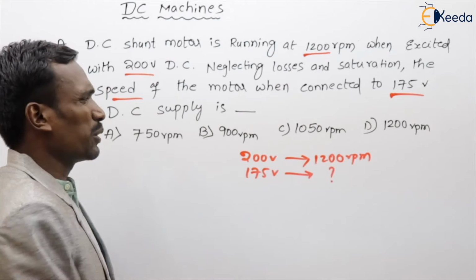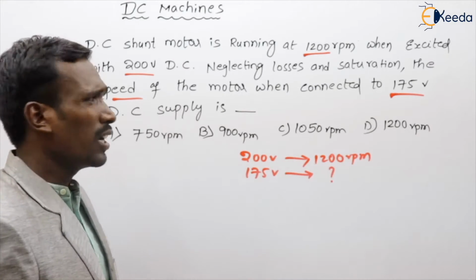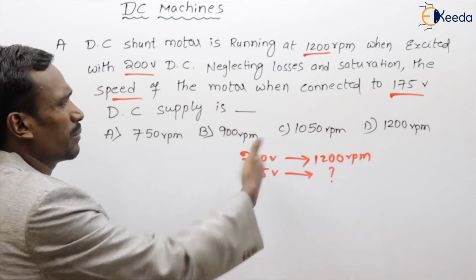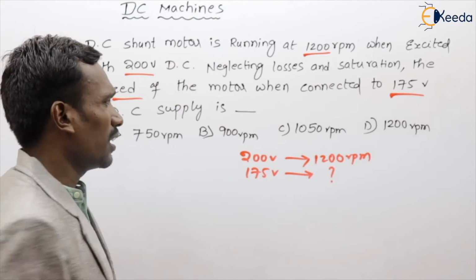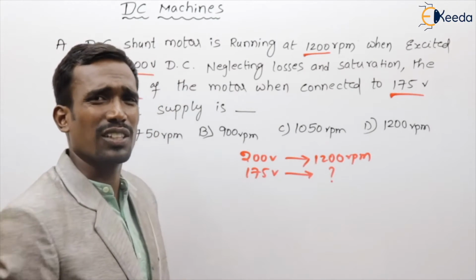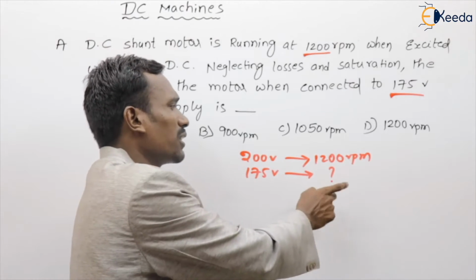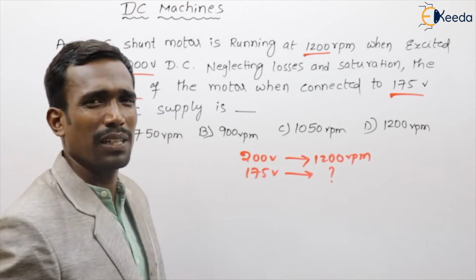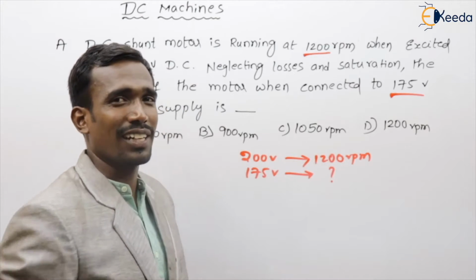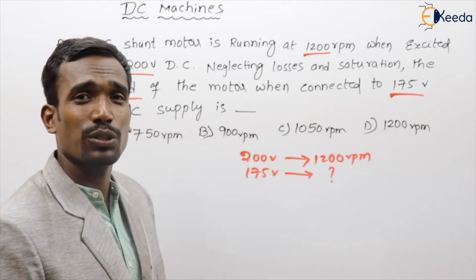Generally people take it as directly proportional. If you do it like this, you can get some other answer. It may be 1050. For 200 volts, 1200 RPM; for 175 volts, you get 1050 RPM. This is a 100% wrong answer. So how can we do it?